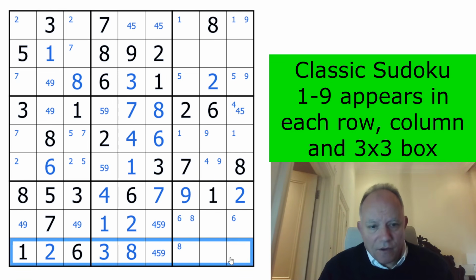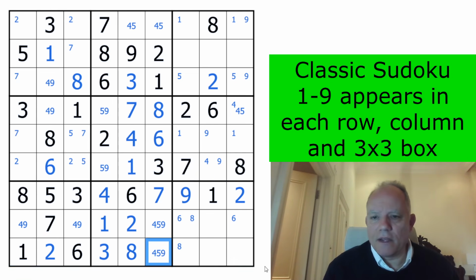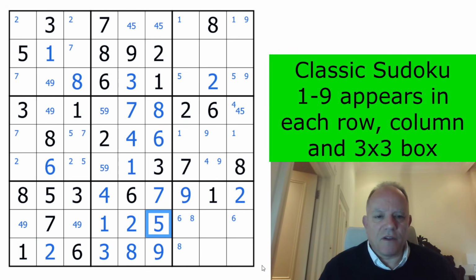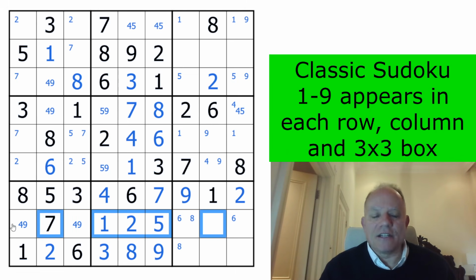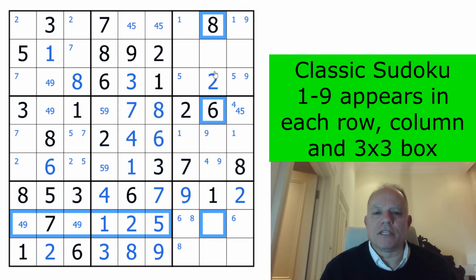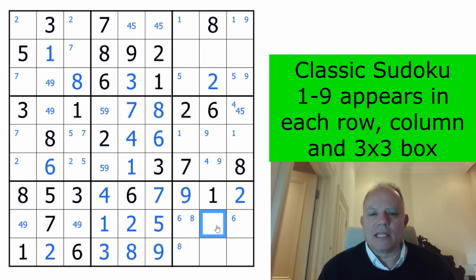9 in the bottom row. Yes, we can place that now. There it is. And that gives us a 5 here. This is a naked single now. This is what I was talking about earlier. We've got 1, 2, 5, 7 in the row and a 4, 9 pair, so it can't be any of those digits. In the column we have a 6 and an 8. The only Sudoku digit left for this cell is 3.